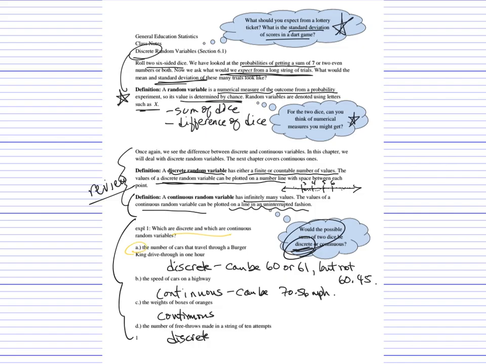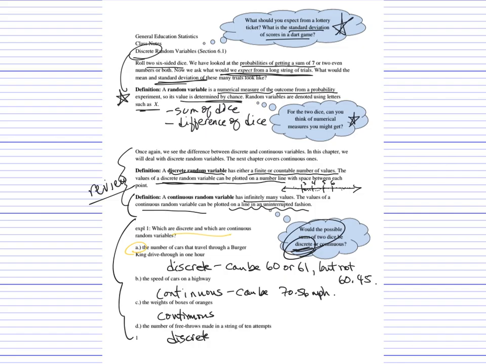Number A says the number of cars that travel through a Burger King drive-thru in 1 hour. I'm thinking about, what are the possible answers that I could come out with? I sit in front of a Burger King drive-thru. What are the possible numerical measures that I could end up with? I sit there an hour, let's say 60 cars go by. Next hour, maybe 61.